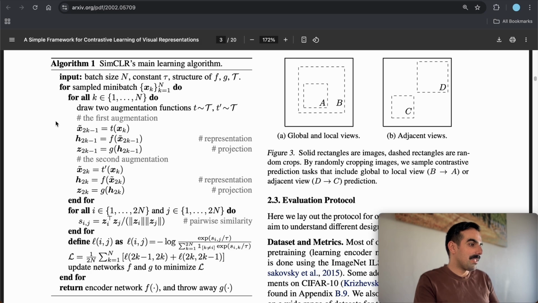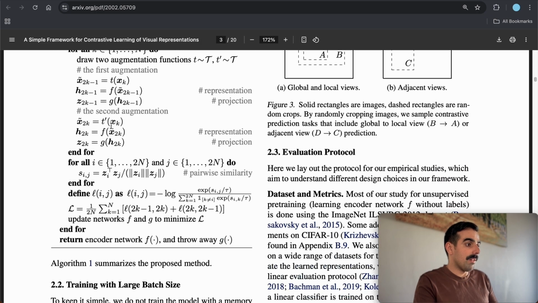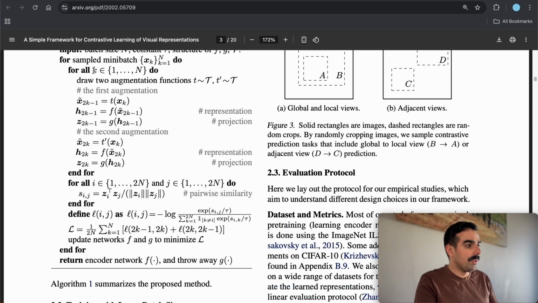So let's just break it down and understand what it is. The input is the batch size N, a constant tau, and the structure of the backbone. They use the components here, and the projection head, and the augmentations. So for all sampled x_k in a batch of size N, do for all k from 1 to N, draw 2 augmentations, and for the first augmentation, get the representations, get the projections, and for the second augmentation, you get the representation and you get the projections. For a single view, k, we're getting 2k and 2k minus 1.